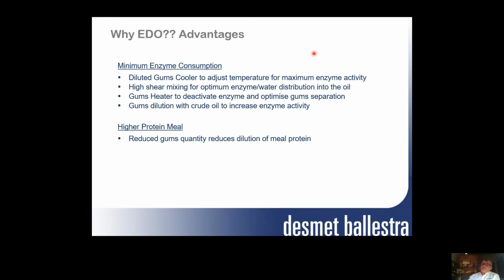And naturally, as we reduce the gums quantity, we also reduce the dilution of the meal protein in our solid stream. So for those countries where the protein content is a limitation, it is a very interesting option where we can minimize the impact of the low protein content of the seed.